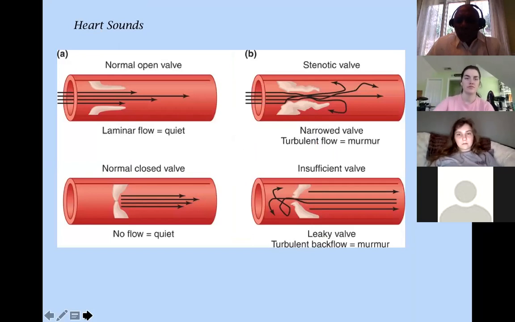Okay, we go back to the valves and we talk about how the heart sounds. So we're looking at the normal valve. When the normal valve is completely open, this is what you have. This is called laminar flow, because the flow of the blood molecules are parallel. They are parallel to each other, and so there is zero sound.